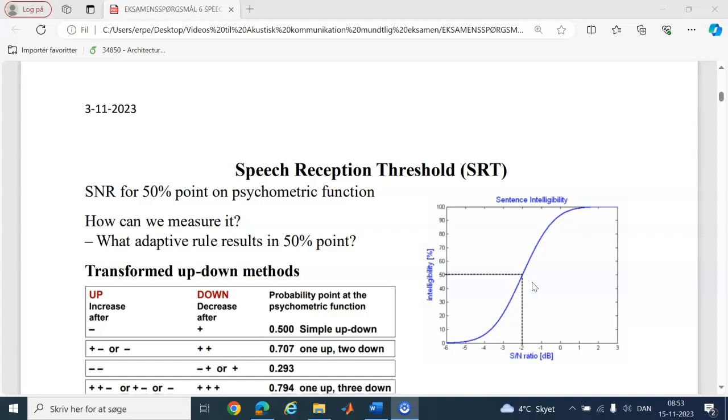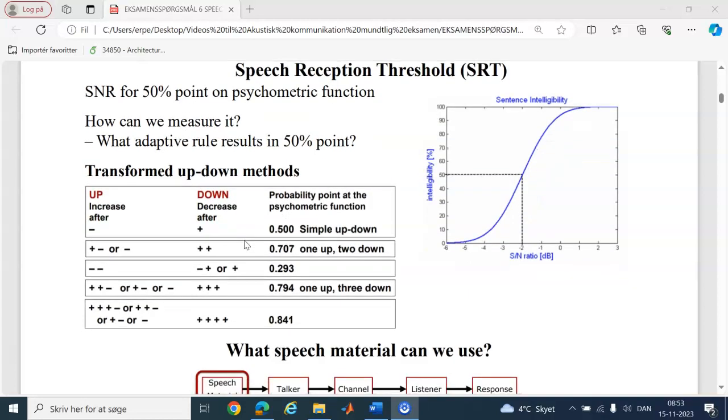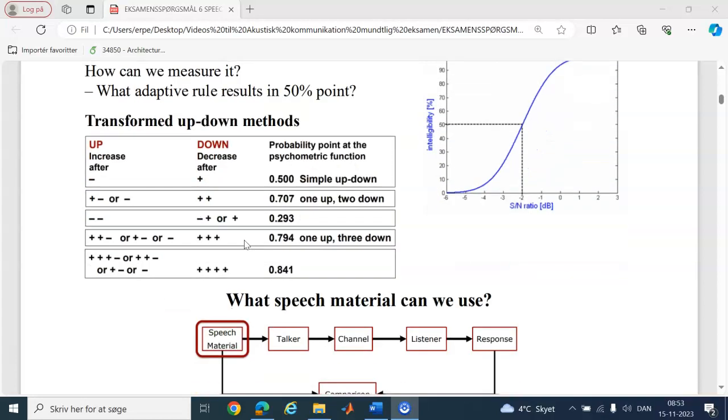What can we measure? How can we measure it? What adaptive rule results in 50%? That should be up-down. Increase after a no, or decrease after a yes. There are also other forms, 1 up 2 down, so-called transformed up-down methods, adaptive methods.